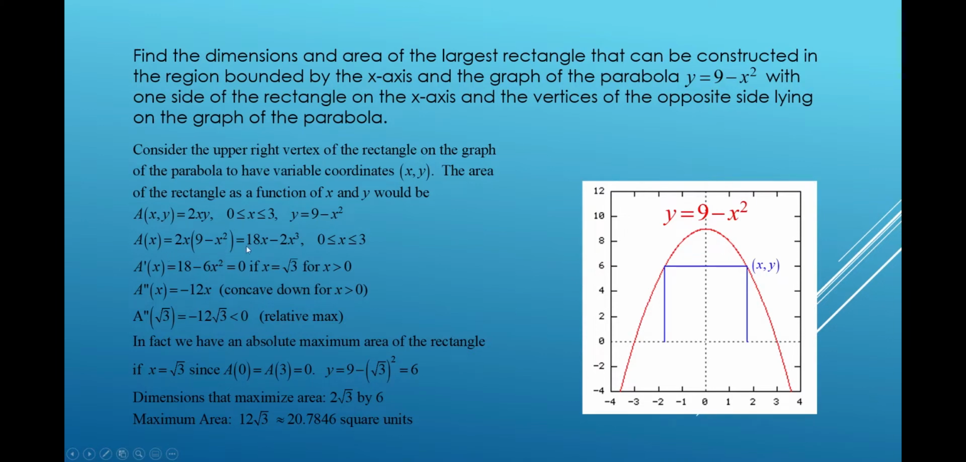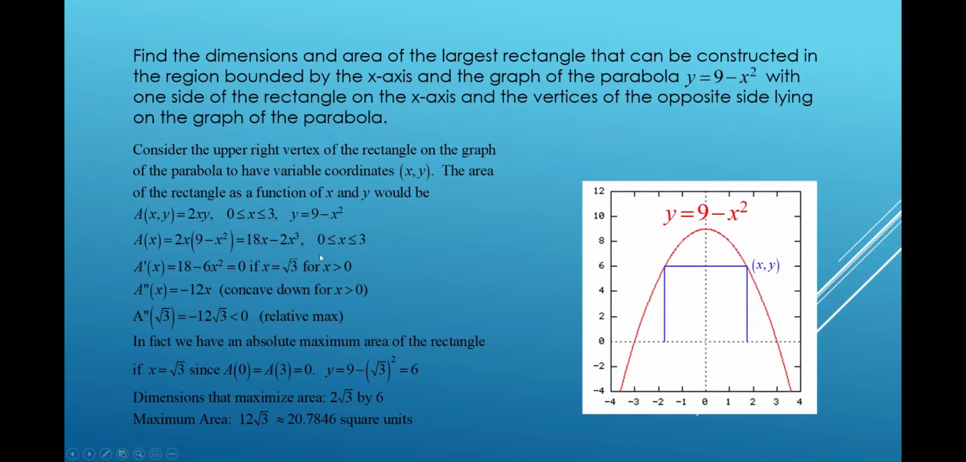So if we compute the derivative of this function, it's 18 minus 6x squared. Set it equal to 0 and solve for the positive value for x between 0 and 3 that satisfies that equation. Well, that equation tells us that x squared would have to equal 3, and then x is the positive square root of 3. So our candidate for the maximum area will occur when x is the positive square root of 3.